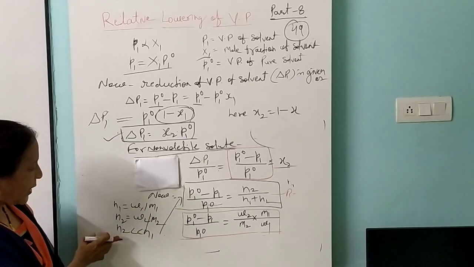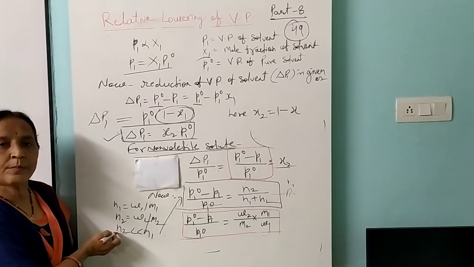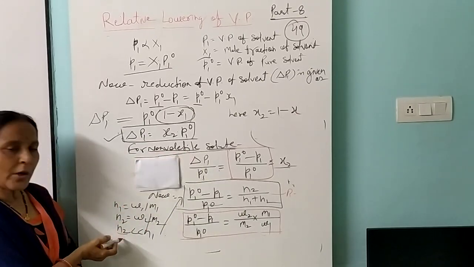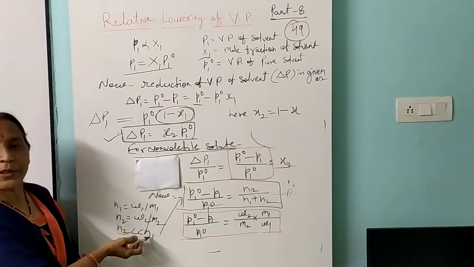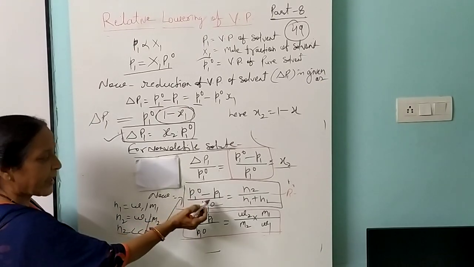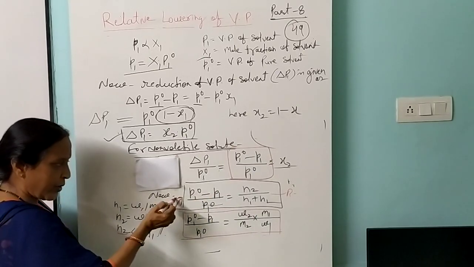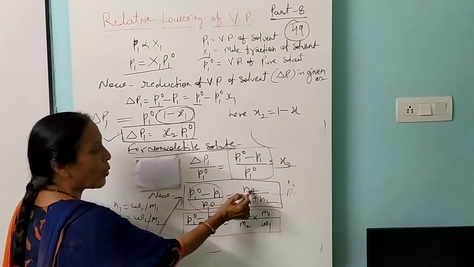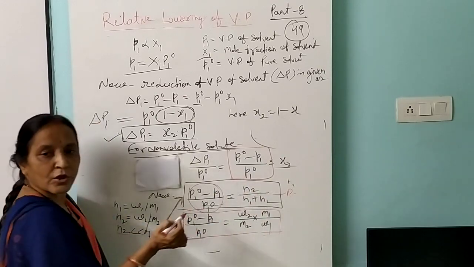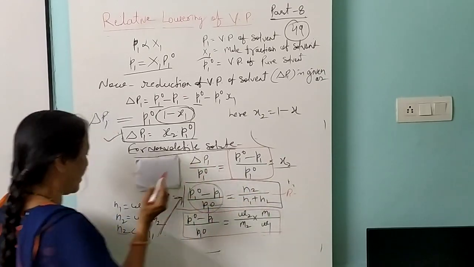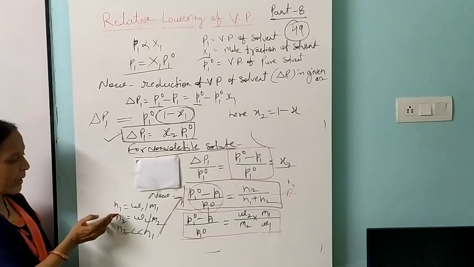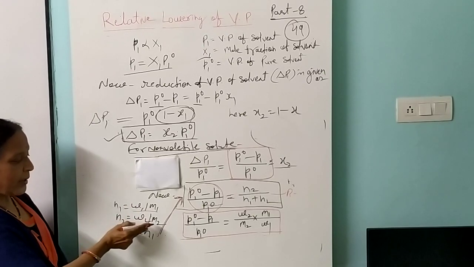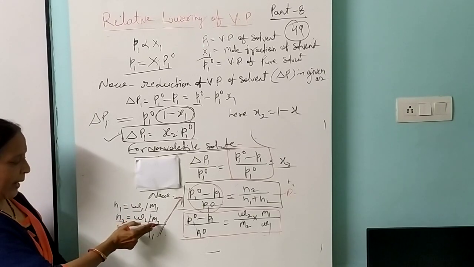Now, the quantity we are studying here is for non-volatile solute. So n2 is very small compared to n1. At that time I can write this relation: the relative lowering in vapor pressure is equal to the mole fraction of solute, n2 upon (n1 plus n2). Now how can I calculate n1? n1 is equal to W1 upon M1. In the same way, n2 is equal to W2 upon M2.